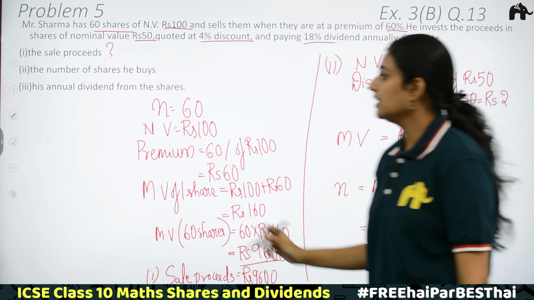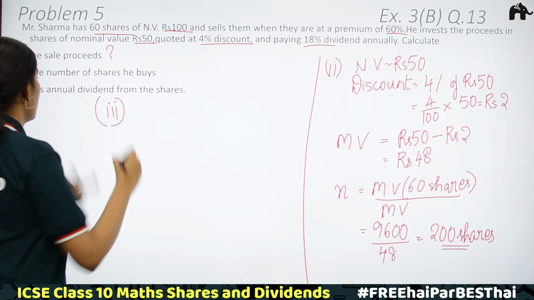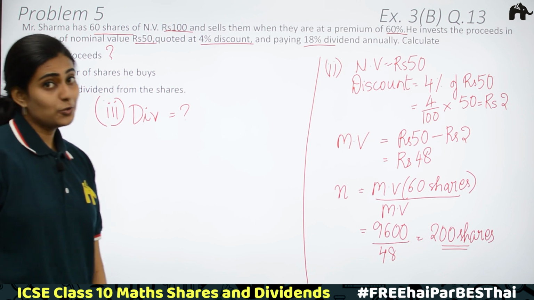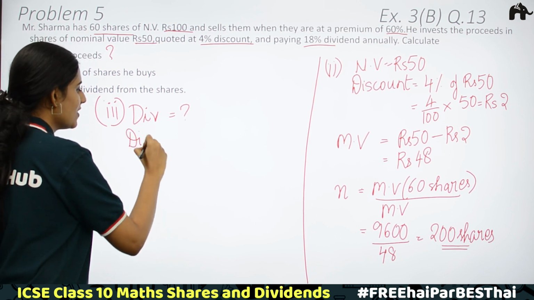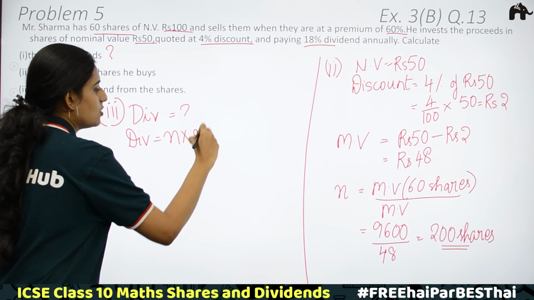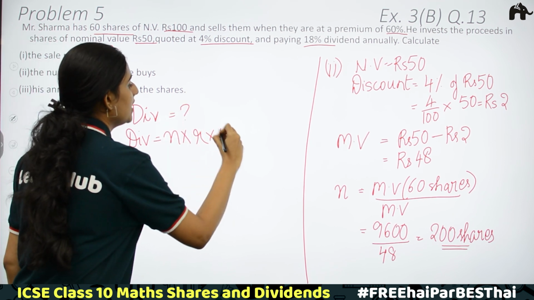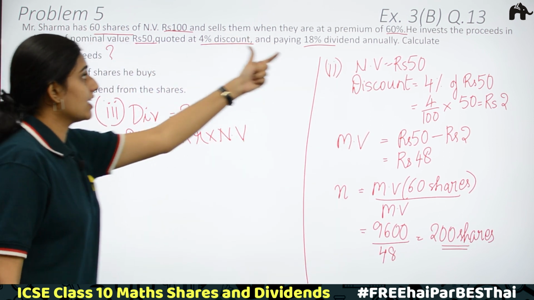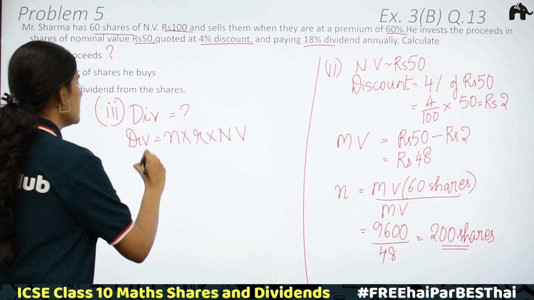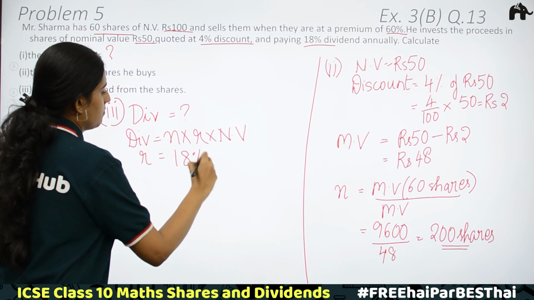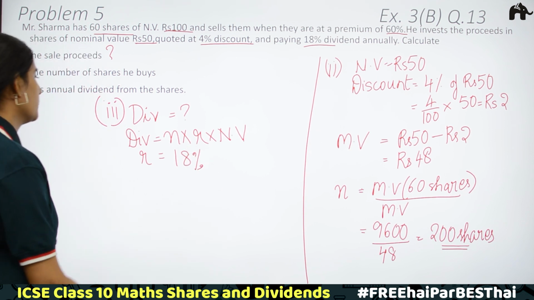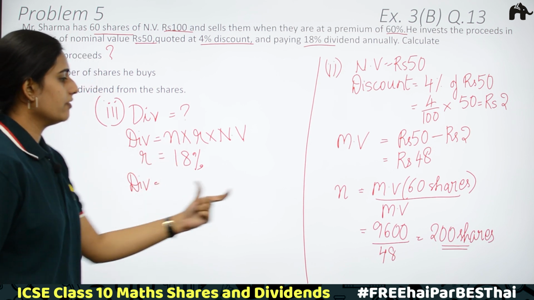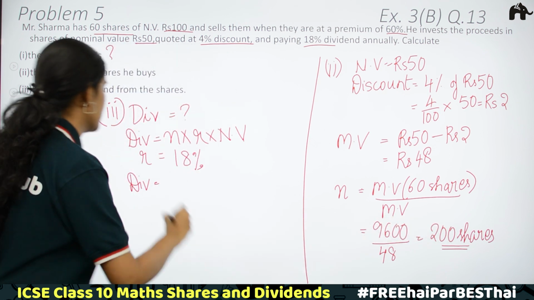How do you find this? Third part, annual dividend. We have to find the dividend. How to find dividend? Dividend is equal to number of shares into rate of dividend into nominal value of 1 share. Here we have given the rate of dividend, that is 18%. Okay, 18%. Now we can calculate dividend. Dividend is equal to number of shares. We determined the number of shares is 200 shares.